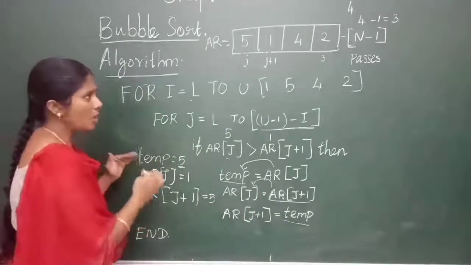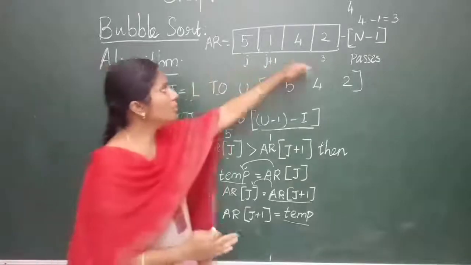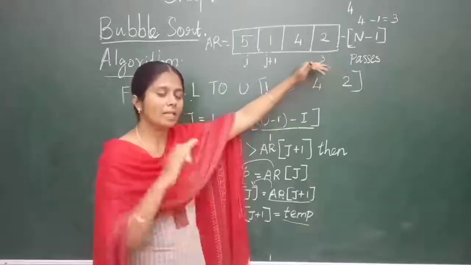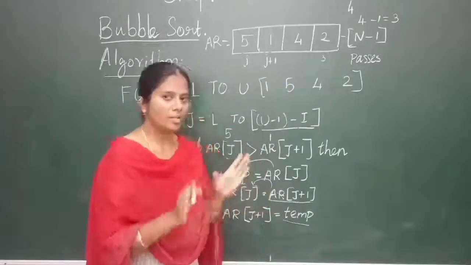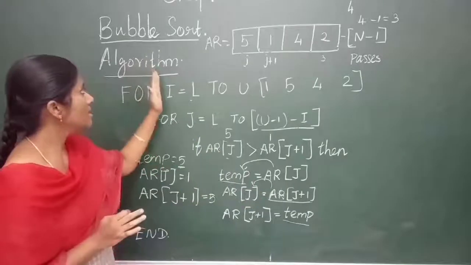So this process will continue up to the third iteration. When the iterations get over, we will get the sorted array. Are you clear about this? This is the bubble sort algorithm.